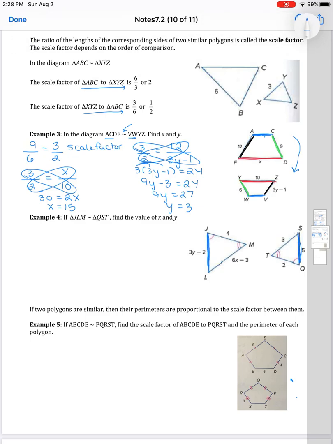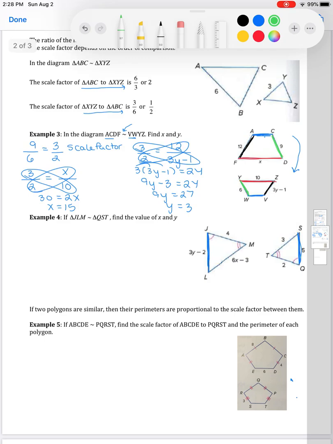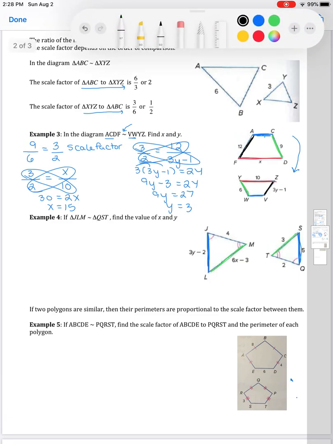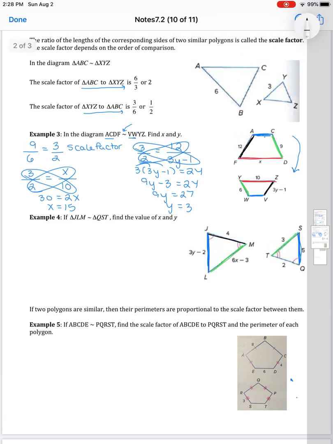So next one, same idea. So we have JL, first and second, QS. Then we have LM and ST. And then the last set right here. So again, the first thing you ask yourself is which two match up that do not have any variables associated with it, and those are the black lines.